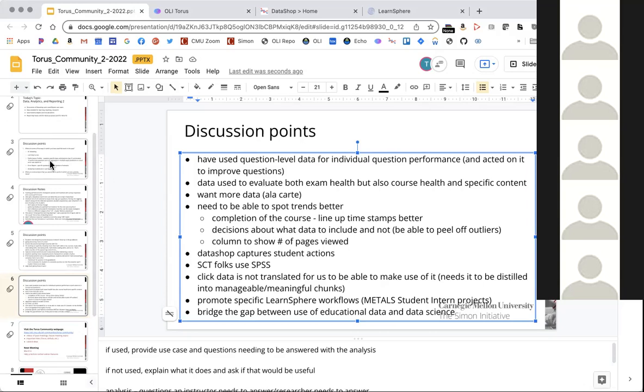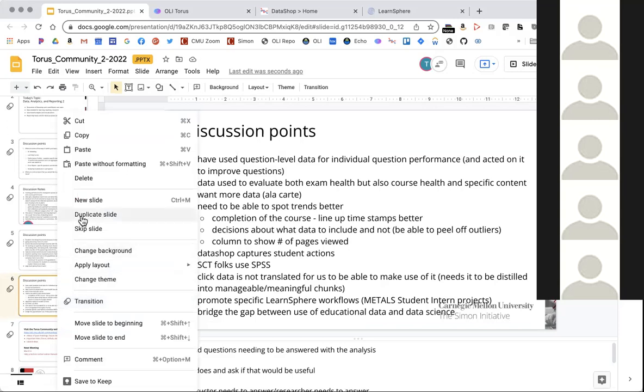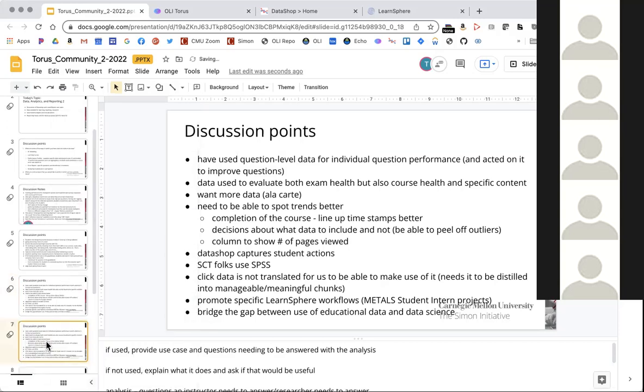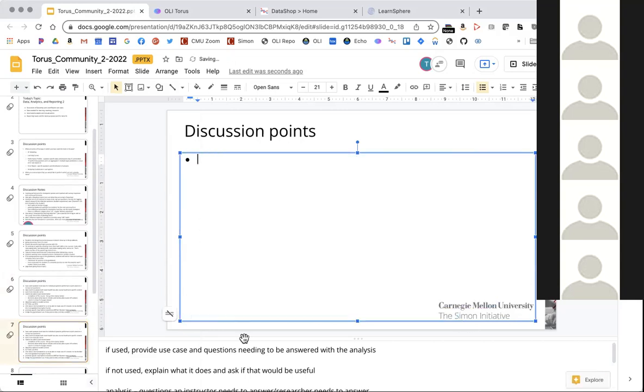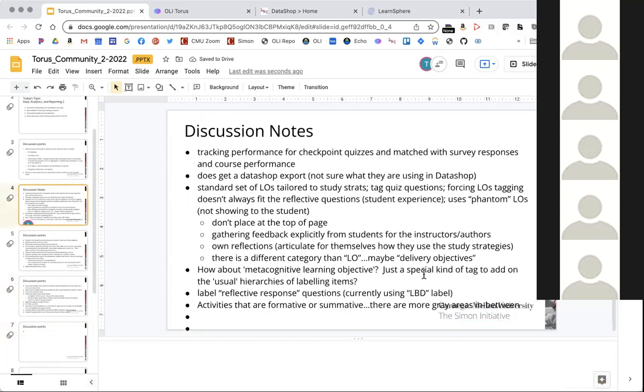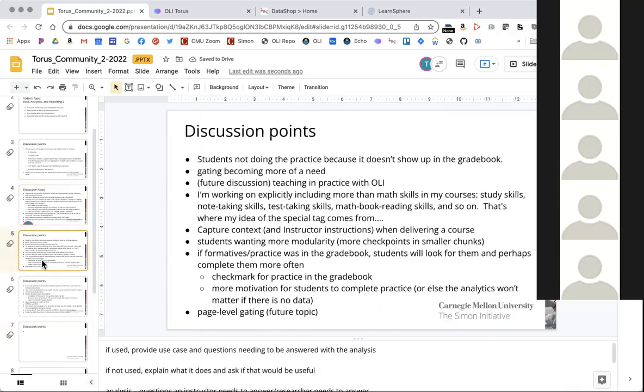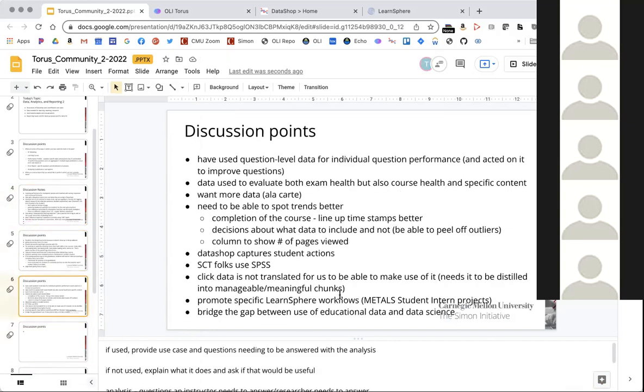So to add to Cindy's point, I had just added the link to one of the LearnSphere workflows in the notes of this slide. So if you see towards the end, there is a link to the workflow in the notes.